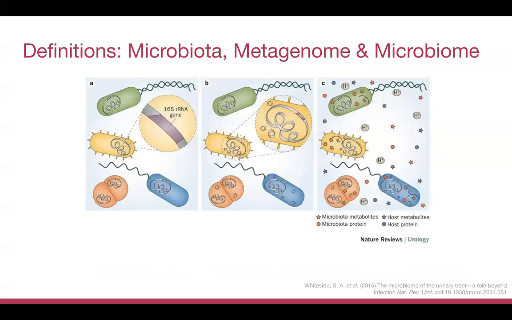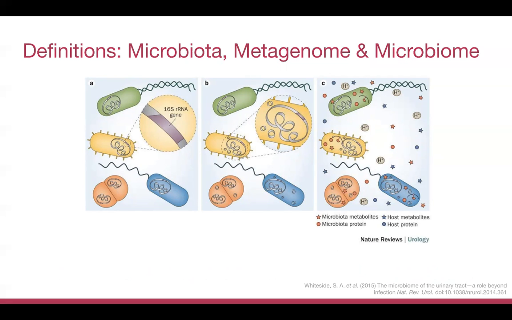Let's review a couple of quick definitions before we get too deep. So microbiota, this is the organisms. Metagenome, those are the genes and the genomes of the population. So this is the bug and the host. And the genome is just the sum total of the organism's DNA.